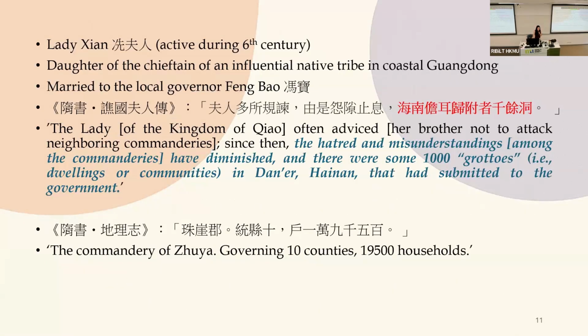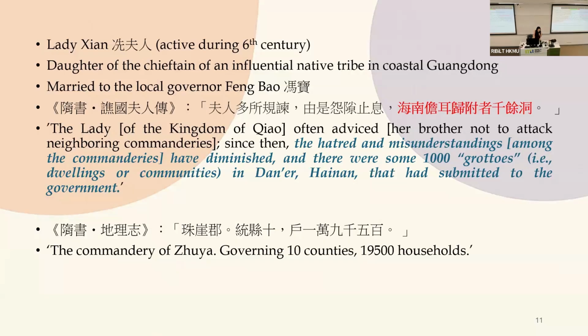And the situation came to a change in the beginning of the 6th century. So Lady Xian was the daughter of a local chieftain of an influential indigenous tribe in the coastal Guangdong area. She's a very famous figure in the Guangdong area because she was married to a local governor called Feng Bao, and she was very important in settling a lot of local disputes between indigenous tribes and Han people, or Chinese people, at the time. So with Lady Xian's intervention, the tension between Han and non-Han people in the Lingnan area in general started to diffuse.